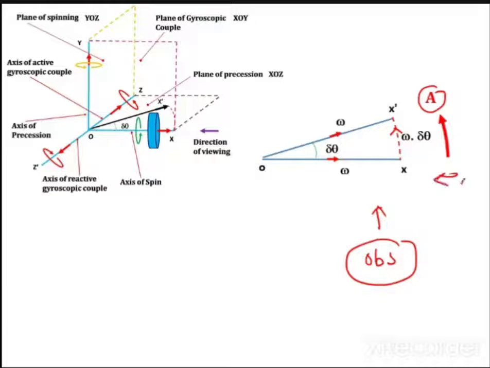Initially, my observer was here, but to find out the effect of gyroscopic couple, I have to look into the plane of gyroscopic couple, that is XOY. So I am bringing my observer over here. From this position, I understand that X dash is away from the observer. So I am putting my arrow like this. Now this is my active gyroscopic couple, that is X to X dash. So it is away from the observer.